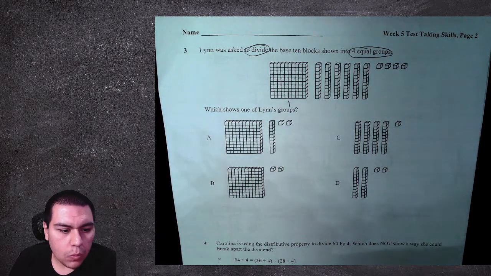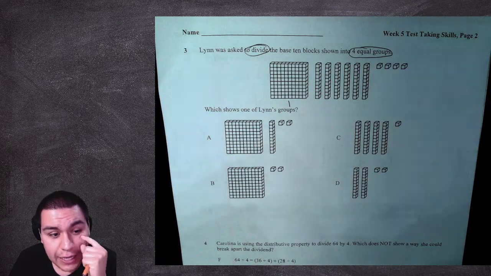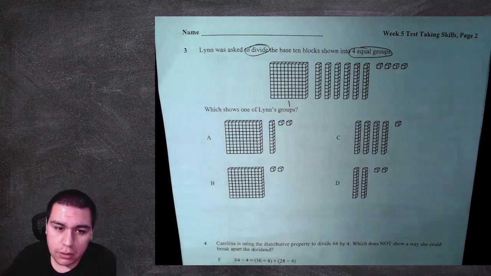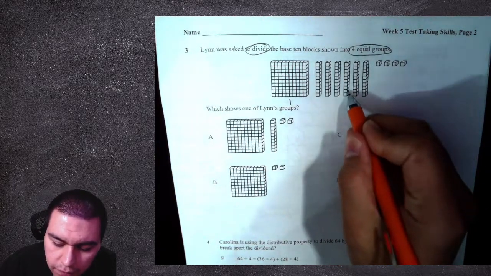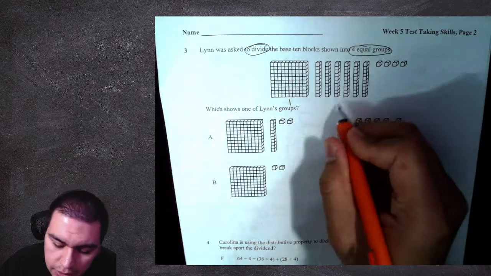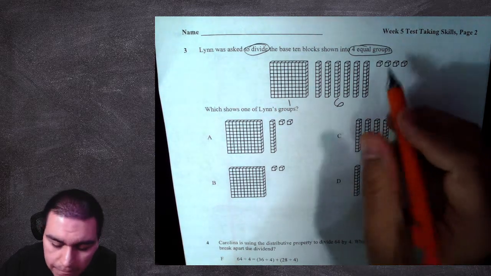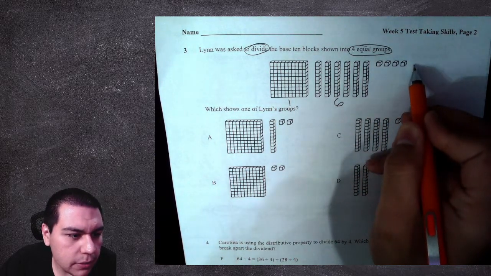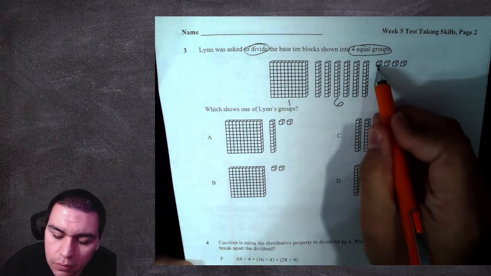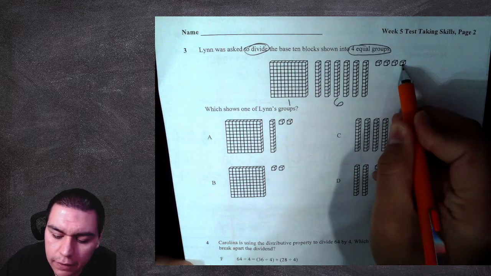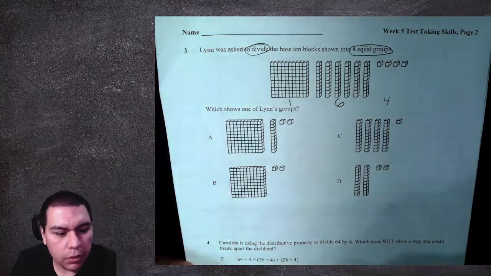So, we know that there's 6 of them. We know that there's 10 in each and every one. So that means 10, 20, 30, 40, 50, 60. 160. And these last little itty bitty ones, these little squares by themselves, they're just 1. 1, 2, 3, 4. 164.